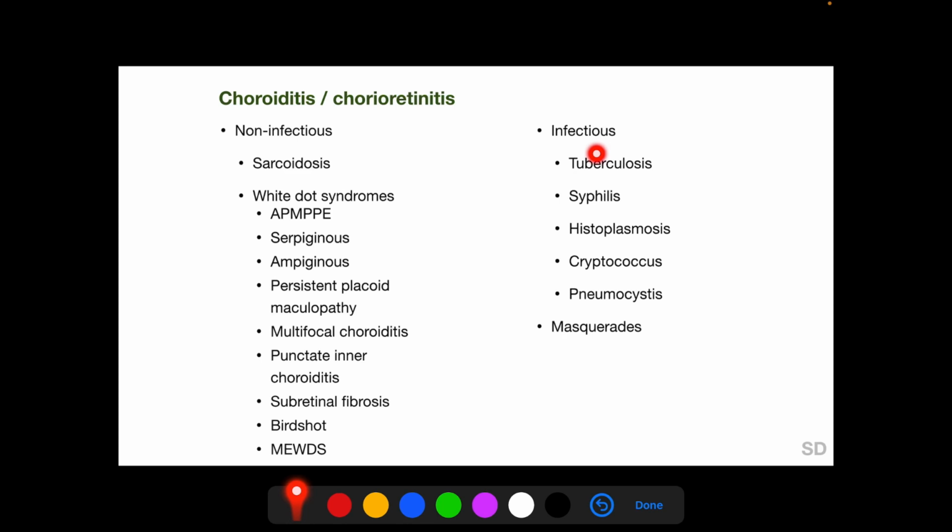Infectious entities which may present with choroiditis or chorioretinitis include tuberculosis, syphilis, histoplasmosis, cryptococcosis and pneumocystis. Cryptococcosis and pneumocystis occur almost exclusively in patients with immunosuppression due to HIV/AIDS.